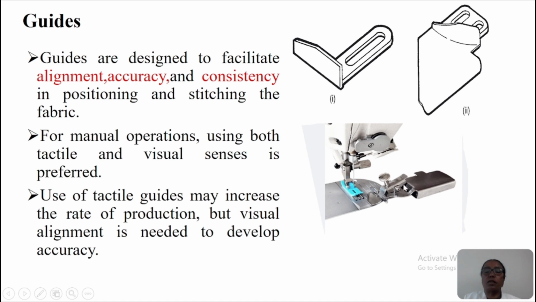These guides are used especially to determine the distance of the seam allowance. For normal operation, using both tactile and visual sense is preferred. Use of a tactile guide may increase the rate of production, but visual alignment is needed to develop accuracy.